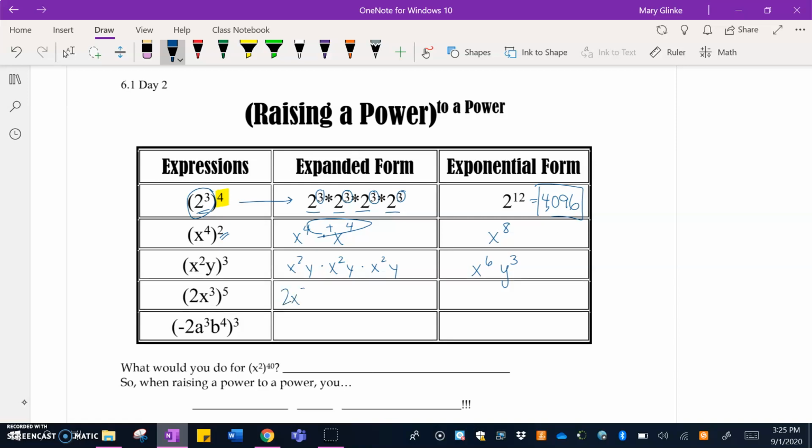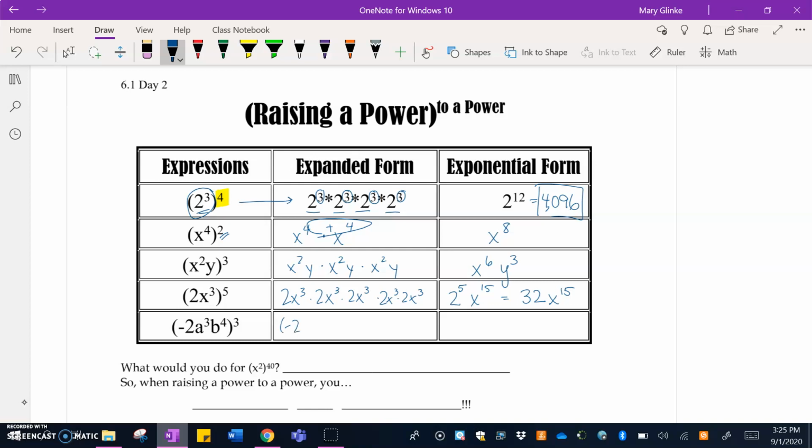The next one is 2x cubed, and that is going to happen 5 times. Once you write that out 5 times, we're going to take the number out in front, the 2, and we're going to say there are 5 of those being multiplied, so that's 2 to the 5th. And for the x's, if we count up by 3's 5 times, we get 15 of those. So then afterwards, you're looking at this and saying, well, 2 to the 5th, we can simplify that. It's going to be 32 x to the 15th.